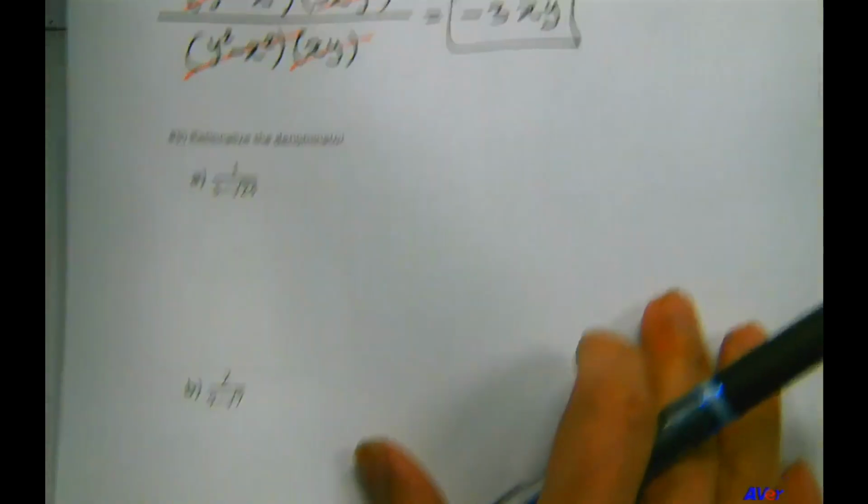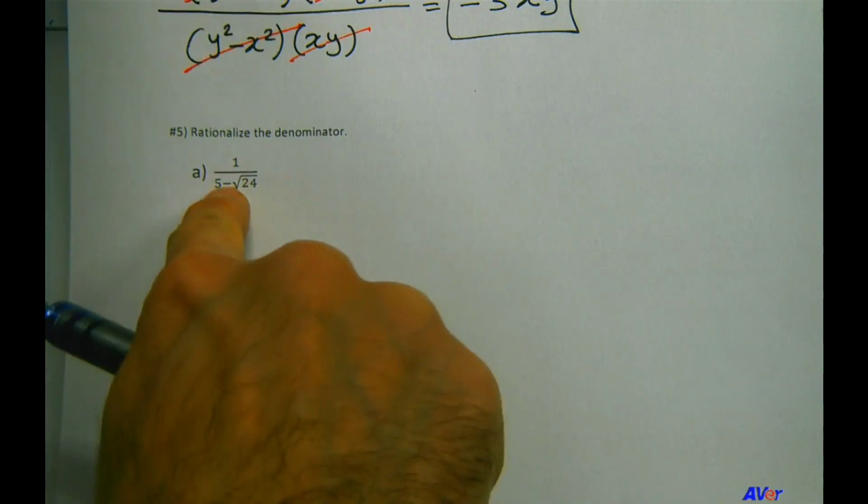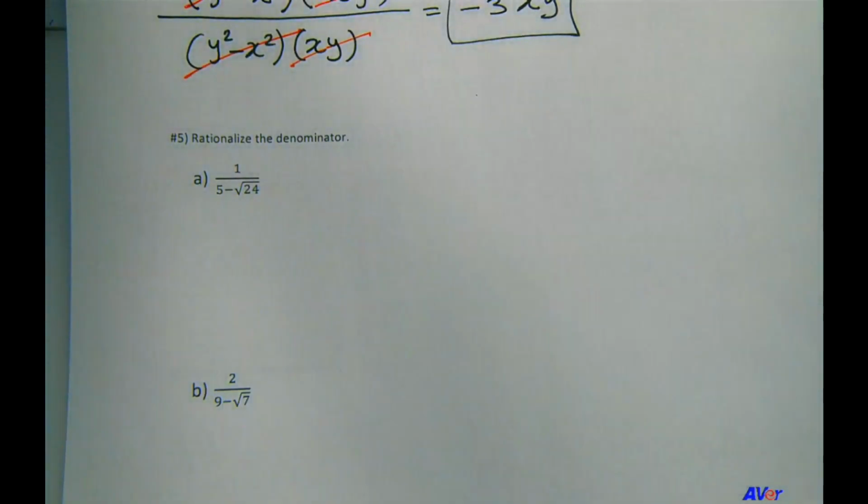Okay, so rationalizing the denominator, remember we did this before, right? I believe, I'm not sure, maybe it was in section 1.2. But when we did that, we had one term in the denominator. In other words, let me use a piece of scratch paper here to just remind you about that.